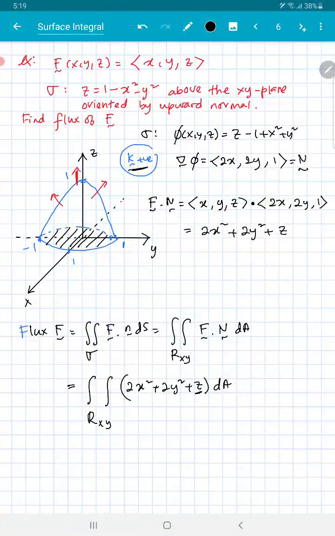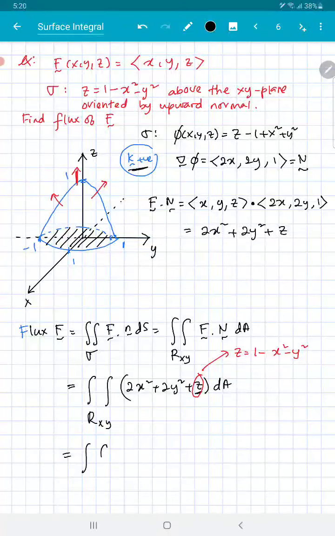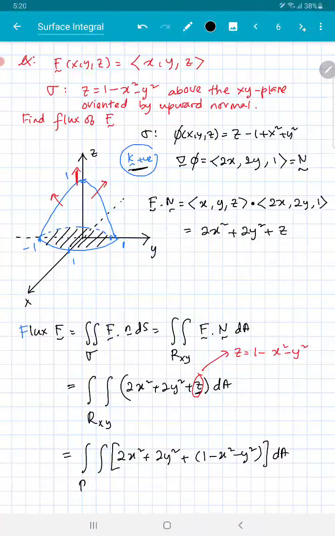Now you can see that we cannot have z anymore because the integration is over a region R, which is on the xy plane. So all the terms should be in terms of x and y. So we're going to replace this z with our surface. Remember, z is 1 minus x squared minus y squared. So that would be 2x squared plus 2y squared plus 1 minus x squared minus y squared, and we need to integrate this over region R, which is on the xy plane.